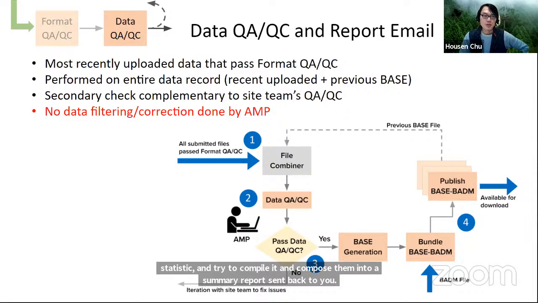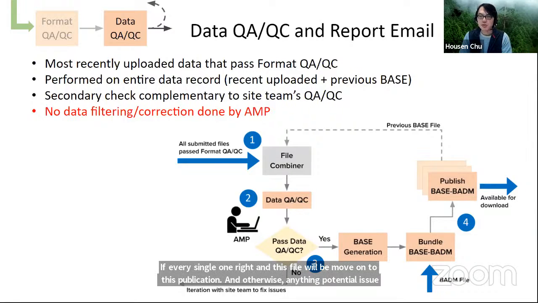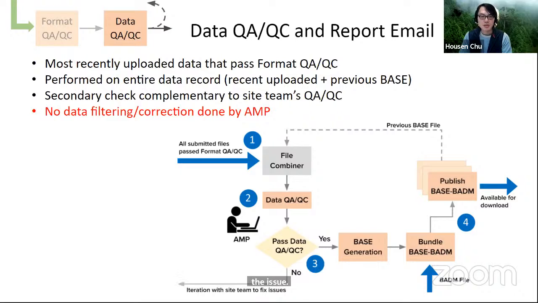I want to mention the idea of this data QC is to serve as a secondary check. So we're not doing the primary check to replace the site team's QC ever. And secondly, we don't do any data filtering or correction during this process. So if any issue is identified, it needs to be addressed by resubmission through the process.